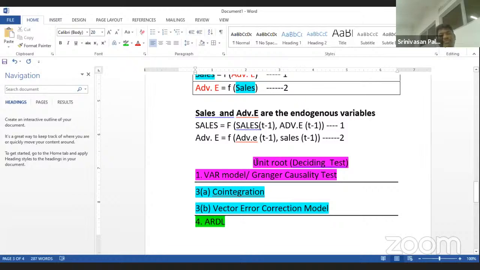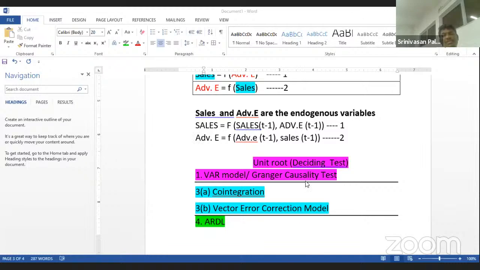So we have to start with unit root. Then we decide whether we go for the VAR model or Granger causality, or co-integration and error correction model, or the ARDL model. The starting point is the unit root test. Now let me go one by one. Let me first finish unit root, then we'll decide.